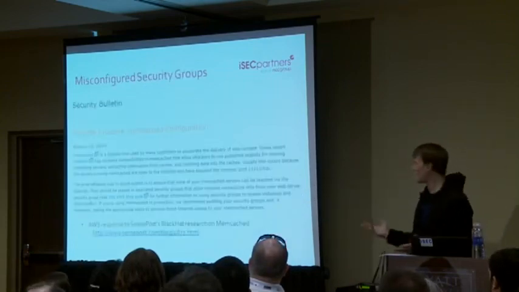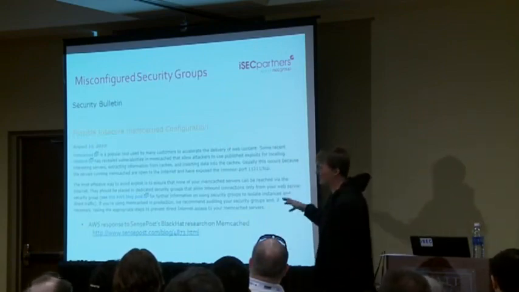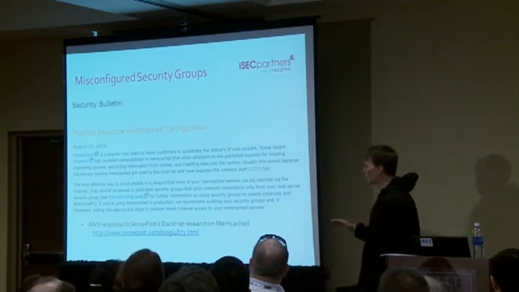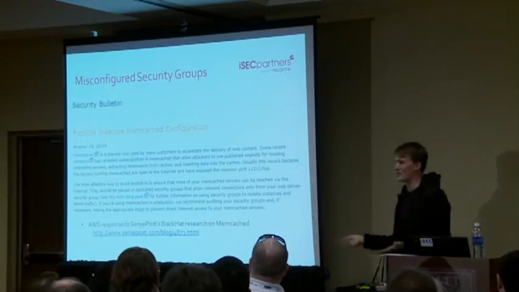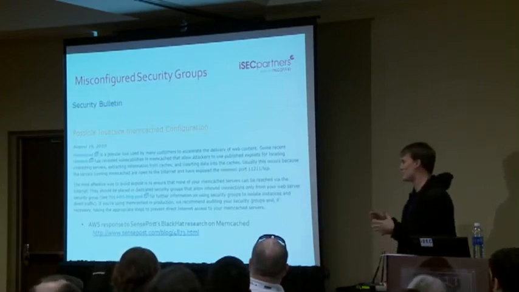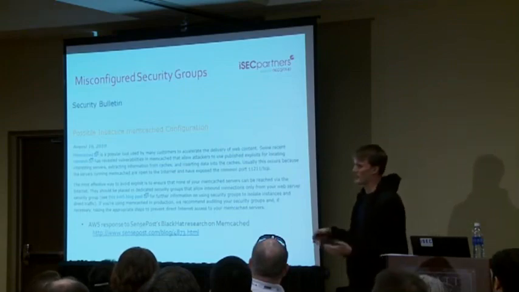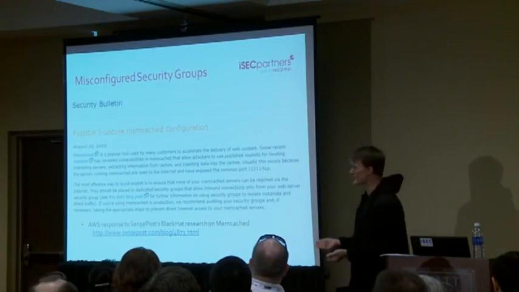But where can things go wrong here? Well, it turns out they can go wrong. And this is a security bulletin that Amazon released following some black hat research by a group called SensePost. And what they showed, basically they tore apart Memcache. Memcache is used as a distributed memory caching system. It's very popular in cloud environments, and it's also pretty common in EC2 environments.